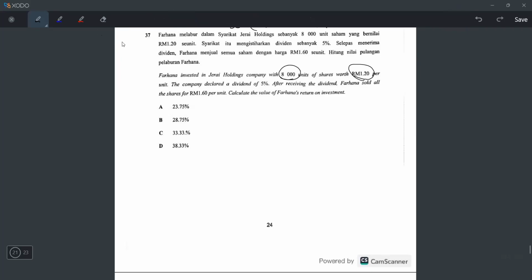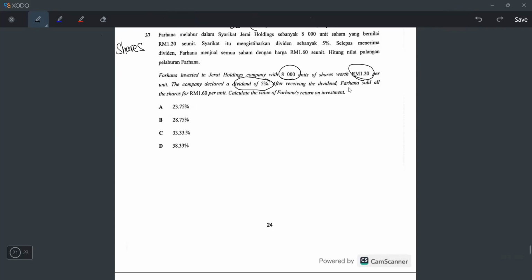By the way, this is also under lower form and it's under shares. Okay, shares. It's also a lower form chapter, not from 4, from 5, from 1, from 2, from 3. Okay, the company declared a dividend of 5%. So dividend is something that you have to plus inside. Dividend is like commission. You have to plus inside.